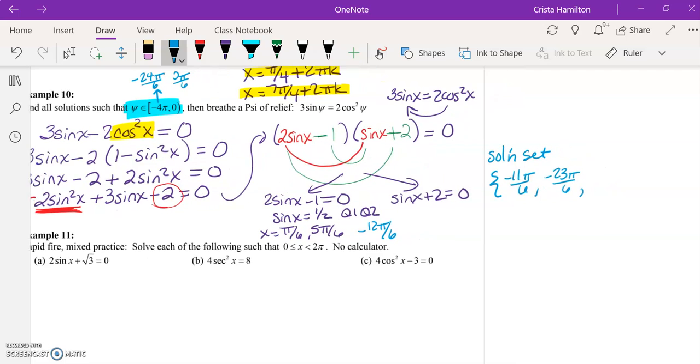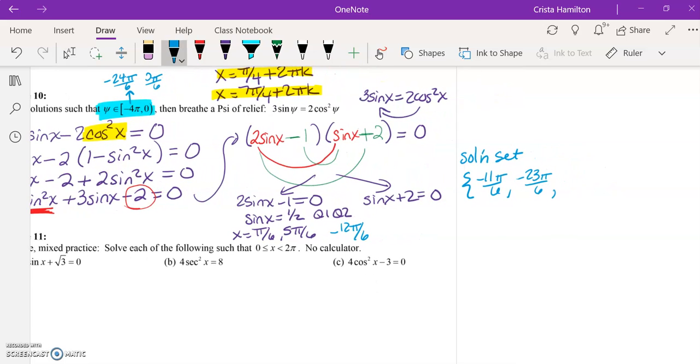Do the same thing with the other angle. 5 pi over 6, 5 minus 12 is negative 7 pi over 6. And then negative 7 minus 12 is negative 19 pi over 6. We're still in the window, so we get those down. All right, then we go over to the next equation.